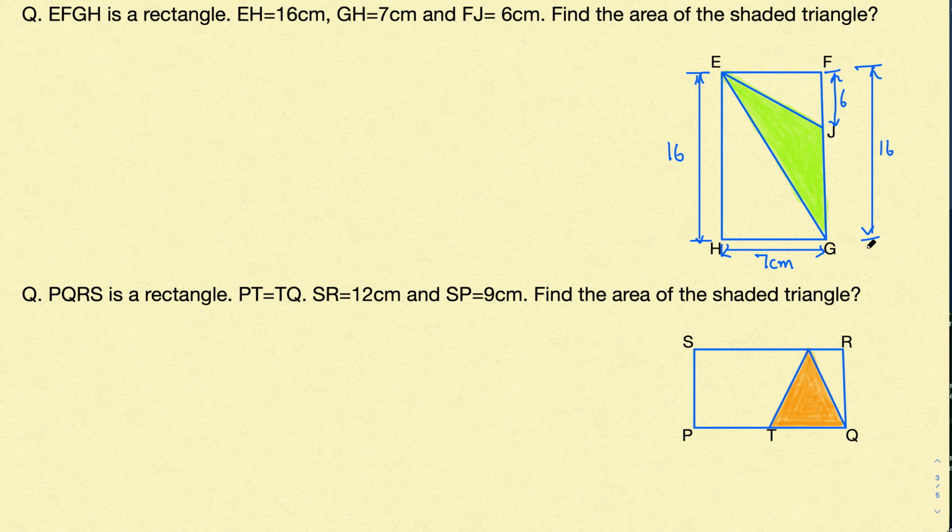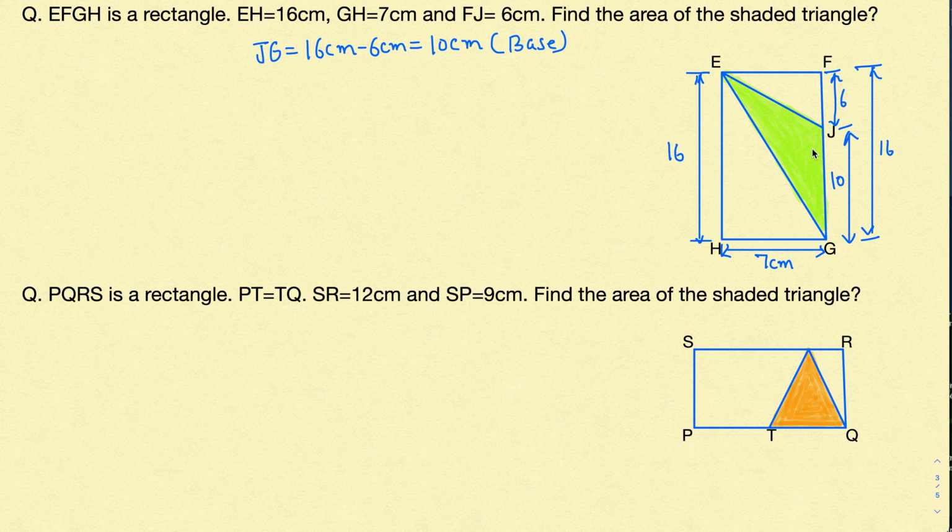So if this whole length is 16, out of this, if FJ is 6, obviously JG will be 16 minus 6, 10 cm, right? So this length JG will be 10 cm. So let's write it. So here what we have is JG, that is equal to 16 cm minus 6 cm, that will give us 10 cm, right? So that's the base of the triangle. So let's write it as well.